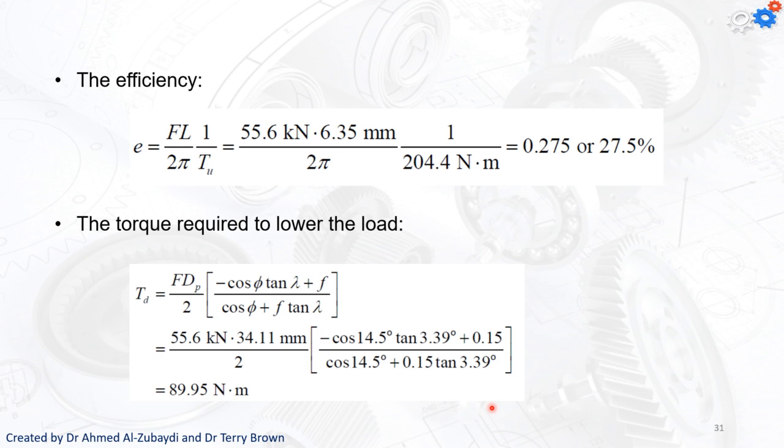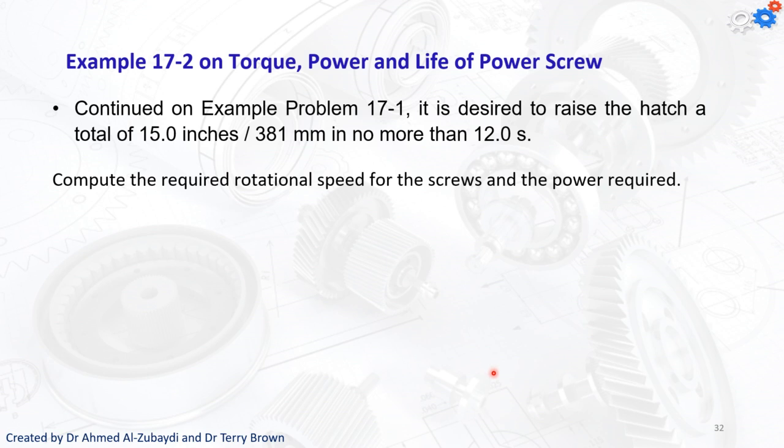Now we can have another example, which uses the same equation. So now for the same example, 17.1, it is designed to raise the hatch to a total value of 15 inches or 381 millimeter in no more than 12 seconds. We need to compute the required rotational speed for the screw and the power required. If I have the time involved, that means I can simply find the velocity. When I find the velocity, I can find the power.